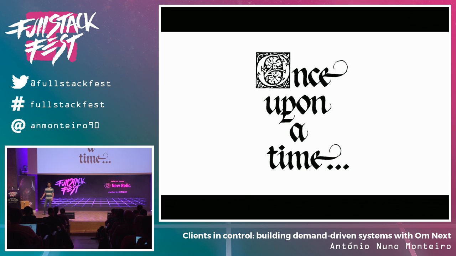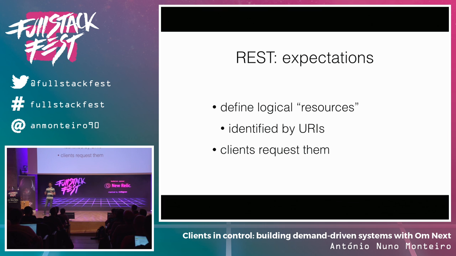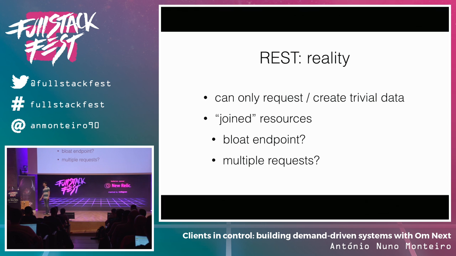So I want to start with a time when we were building REST applications. What we would normally expect from REST is that we define our logically separated resources, each one identified by their own URI, and have our clients, our nice happy little clients, request these URIs and get the data that the endpoint decides they're going to get. The reality is that for each endpoint, you can really only request or create the trivial data. Once you need more than the set of data that the endpoint gives you, you need to make a decision. You either bloat your endpoint by putting more data there that doesn't really belong to that resource, which means other clients that don't need that data will be overfetching. Or you choose to make multiple requests.